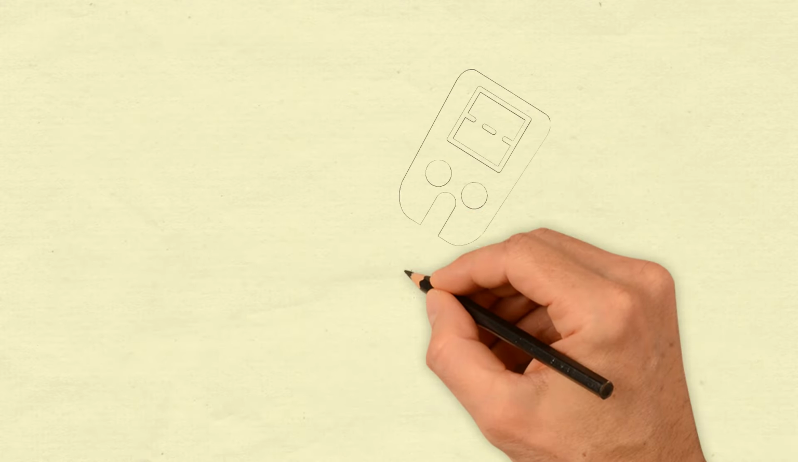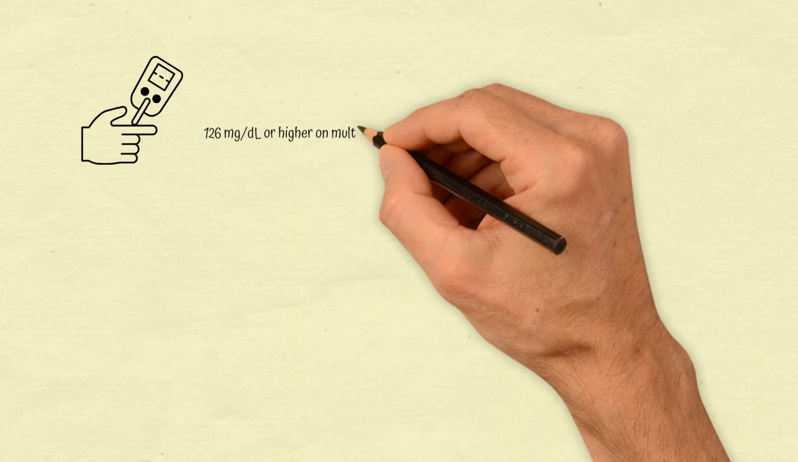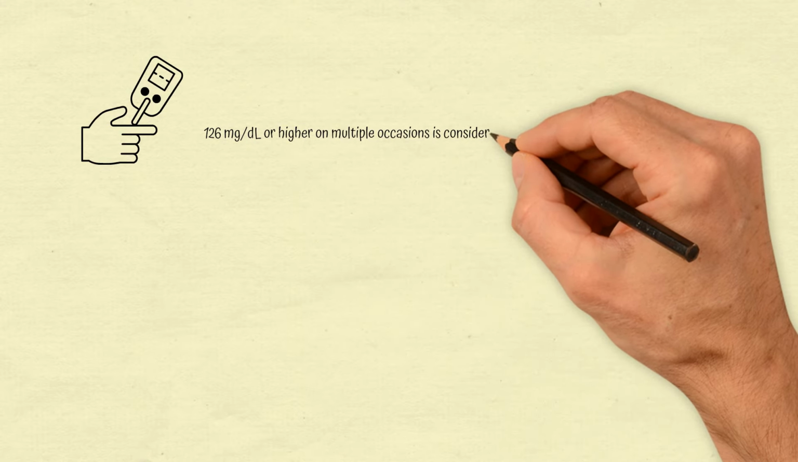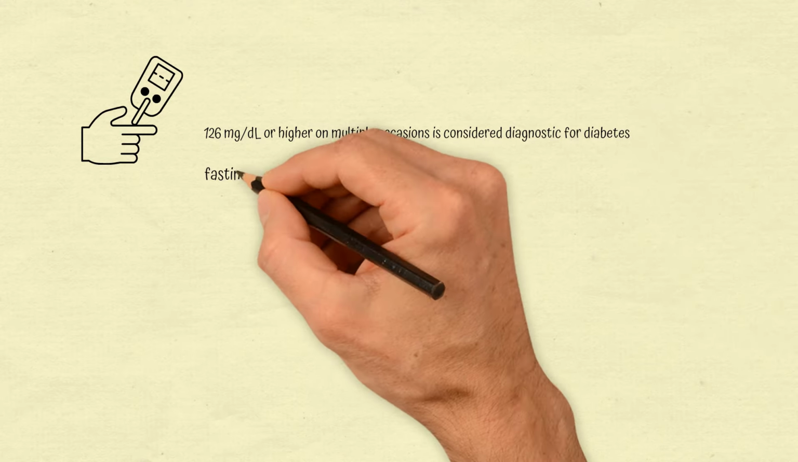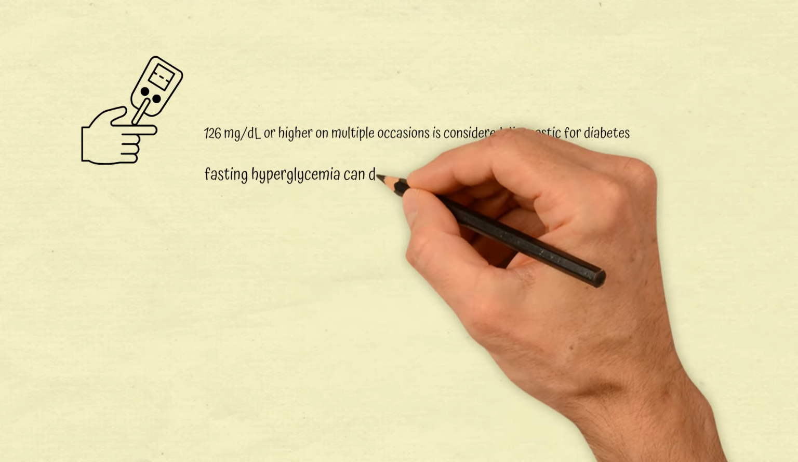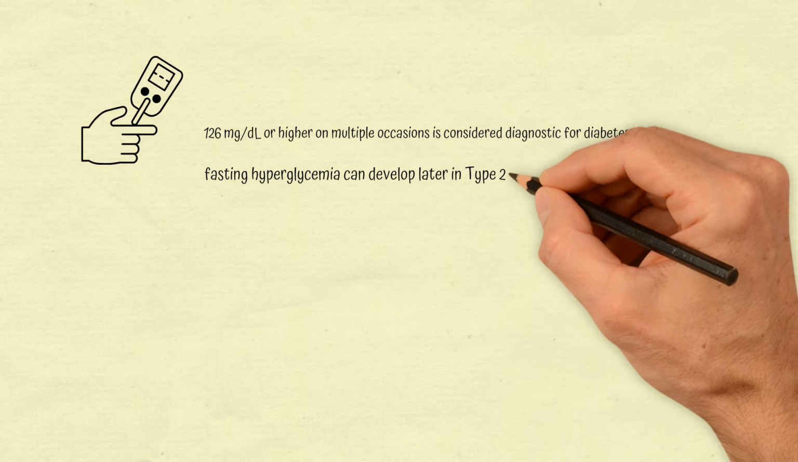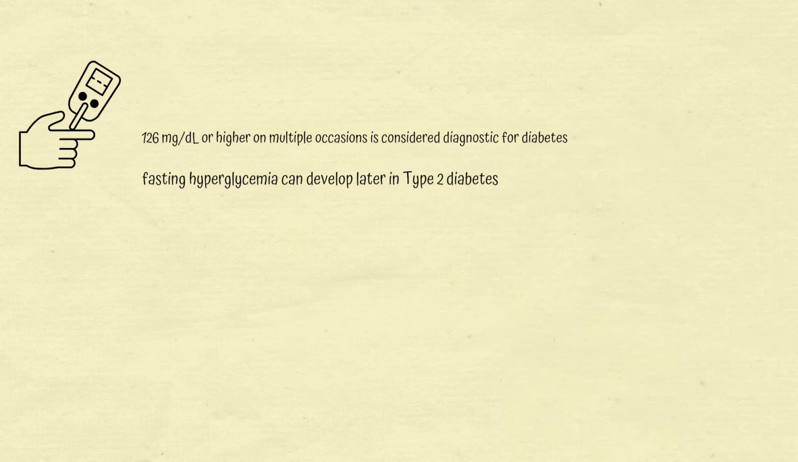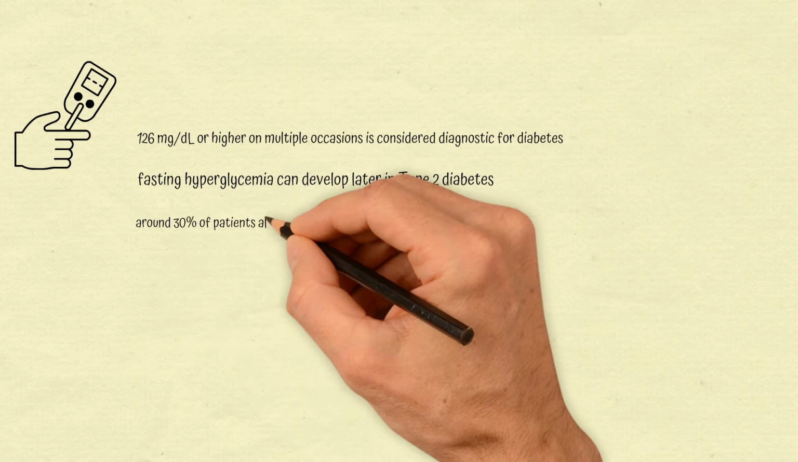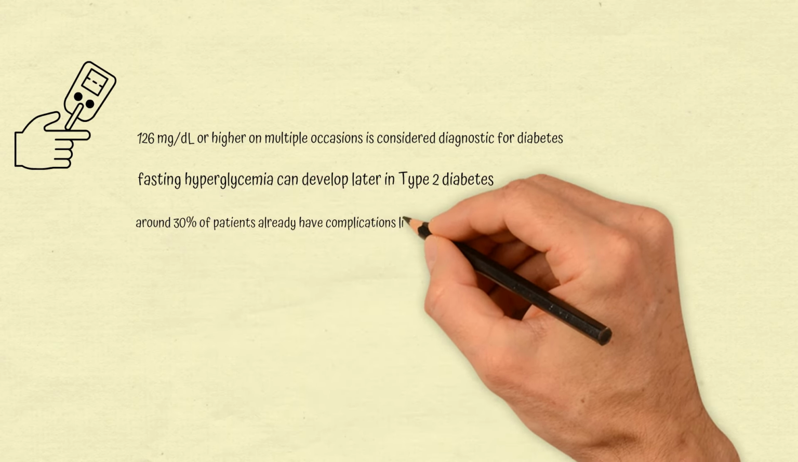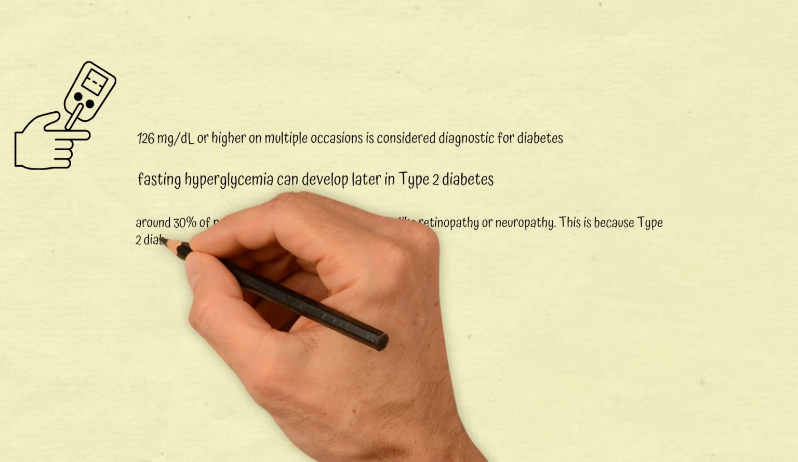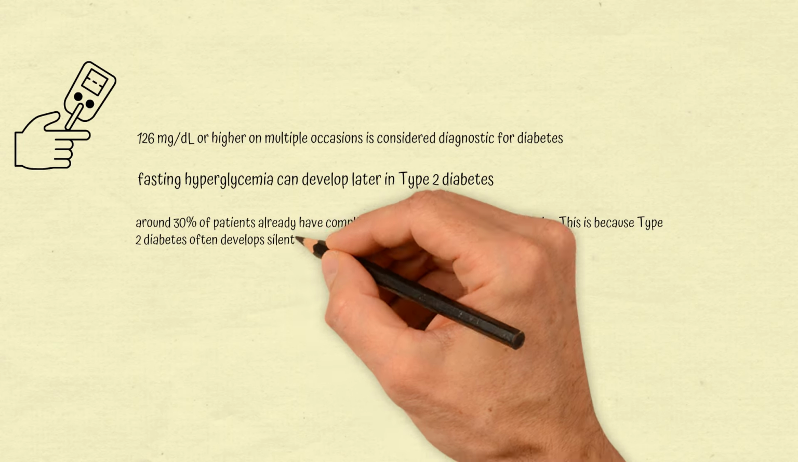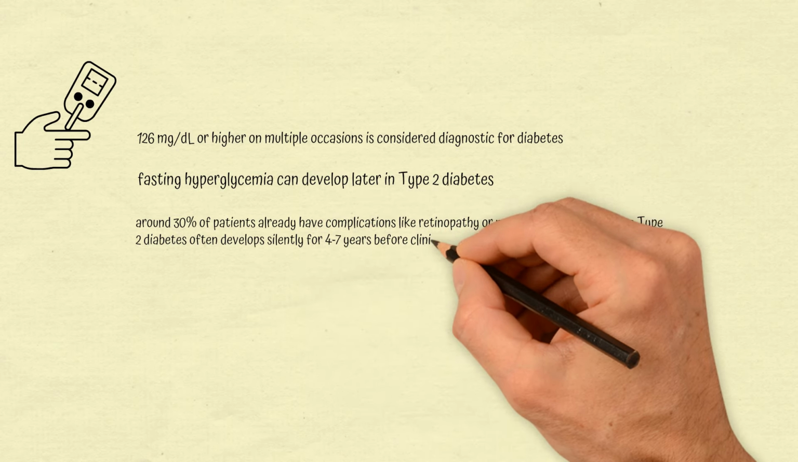Today, a fasting plasma glucose level of 126 mg per deciliter or higher on multiple occasions is considered diagnostic for diabetes. But fasting hyperglycemia can develop later in type 2 diabetes, sometimes delaying diagnosis. By the time of diagnosis, around 30% of patients already have complications like retinopathy or neuropathy. This is because type 2 diabetes often develops silently for 4 to 7 years before clinical diagnosis.